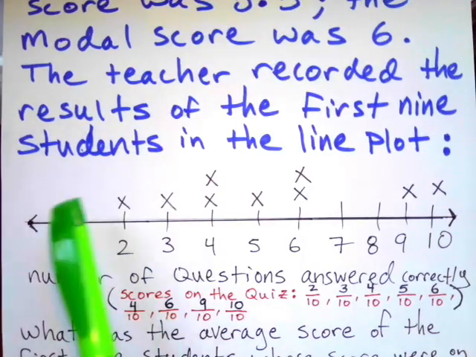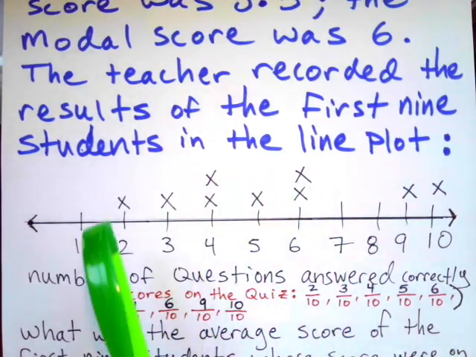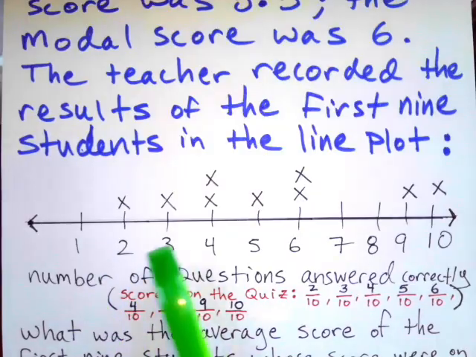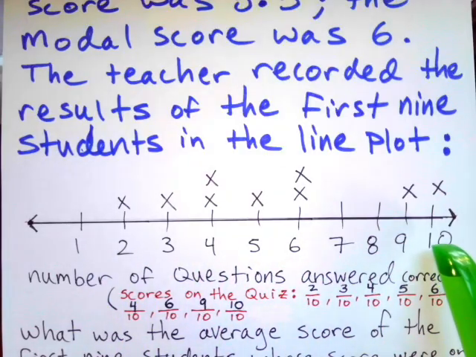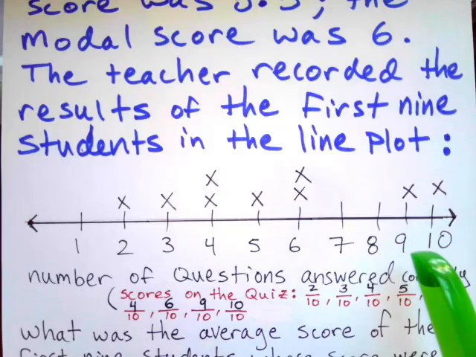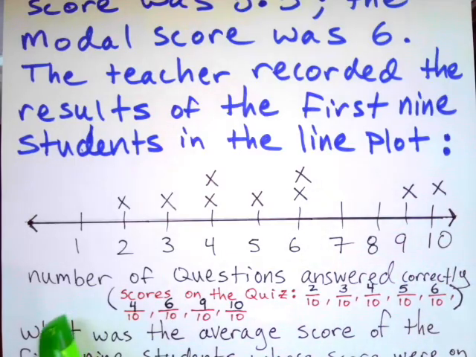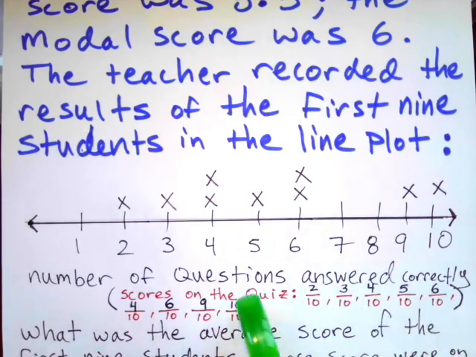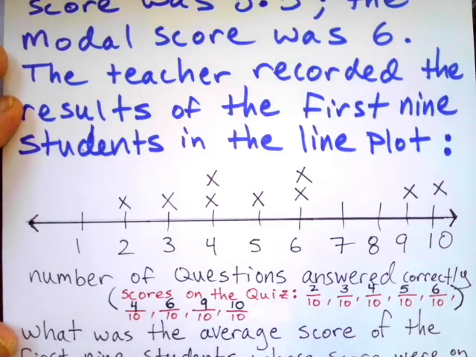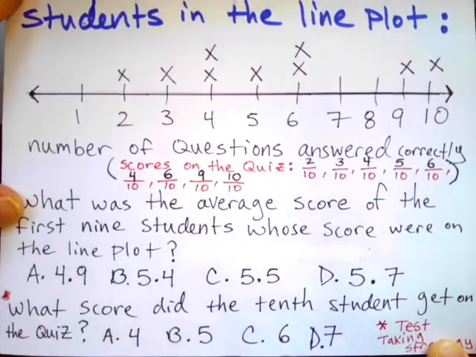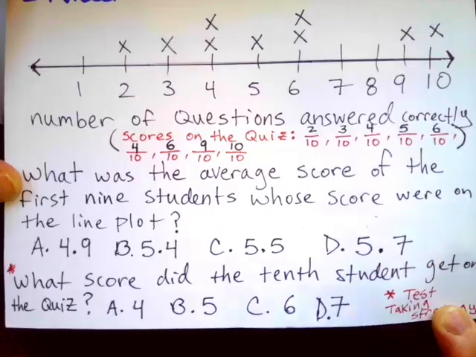All right, so here is an example of a line plot. We have 1 through 10. Now this can be kind of tricky, and I'll go through and explain this in a moment, but all I'm going to do is show you this is the line plot representing the number of questions answered correctly. Here I try to give you a visual explanation. I'll come back and explain that in just a moment.